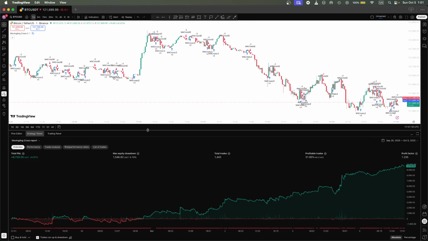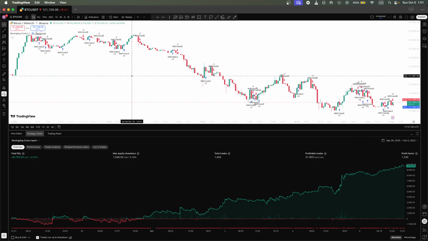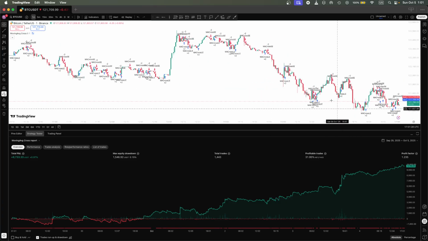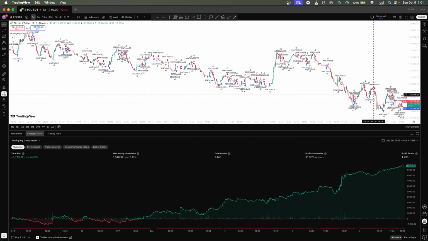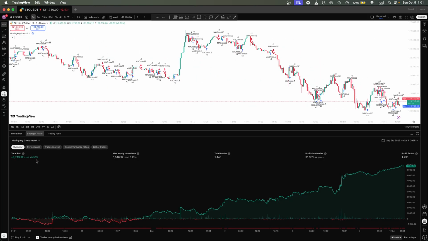And from this report you can see here it says overview. In this overview it shows you the total PNL, how much it made from when to when. You can see this is from September 29, 2025 to October 5th, which is today. So how much it made overall is 9,000 USD.